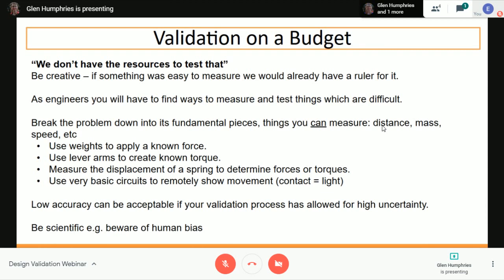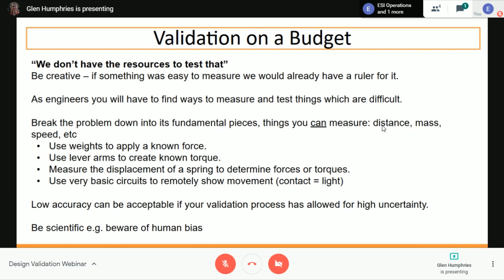Alrighty, back in it. Validation on a budget. Oh, we don't have the resources to test that. Okay, no one has the resources to test everything, but you need to be creative. As hopefully I've shown in all the examples we've been through so far and all the little side tangents and ideas, you can be pretty creative and come up with some at least useful numbers.